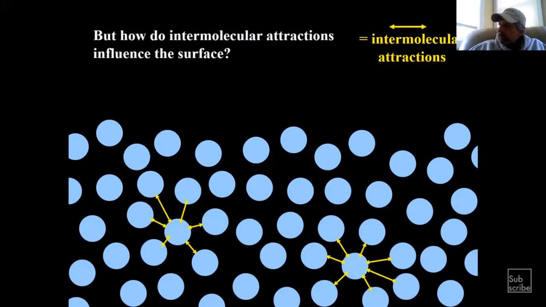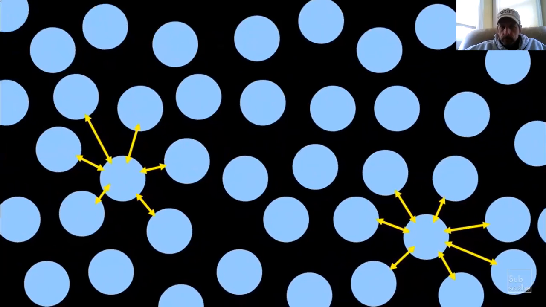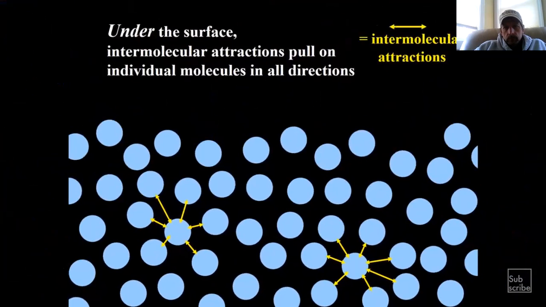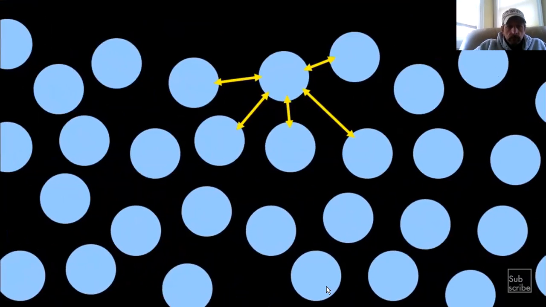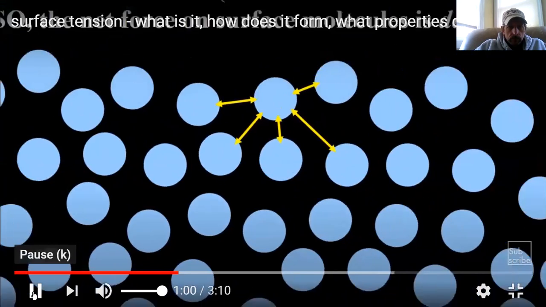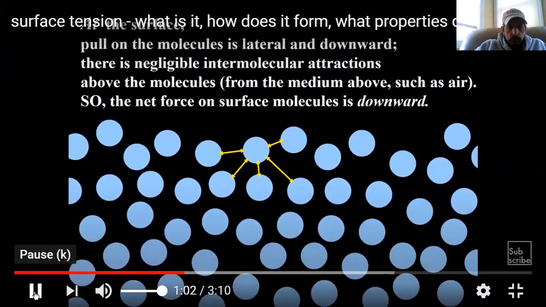But what we should find out is how do intermolecular attractions influence the surface? First, let's look at intermolecular forces under the surface, where attractions of individual molecules pull on each other in all directions. At the surface, pull on the molecules is lateral and downward. There is negligible attraction above the molecules, and so the net force on surface molecules is downward.